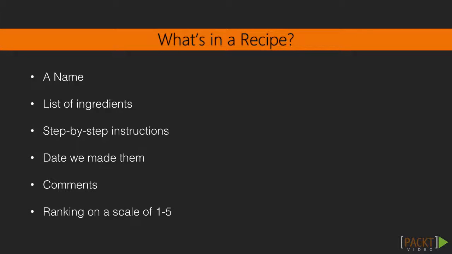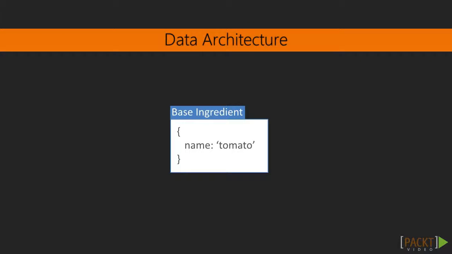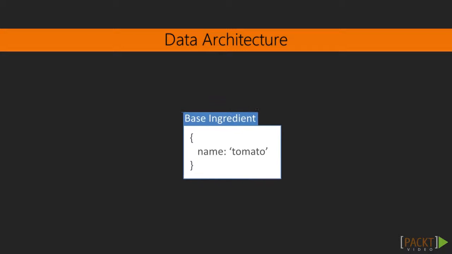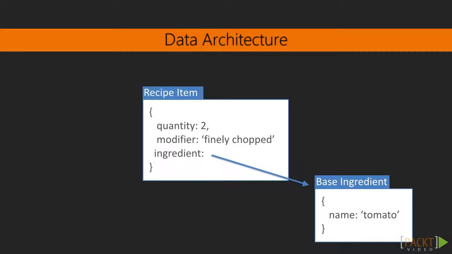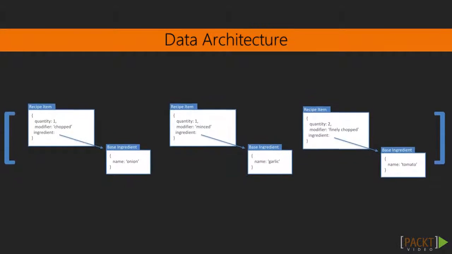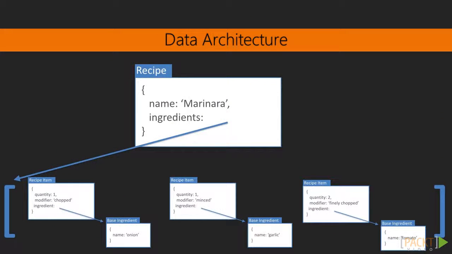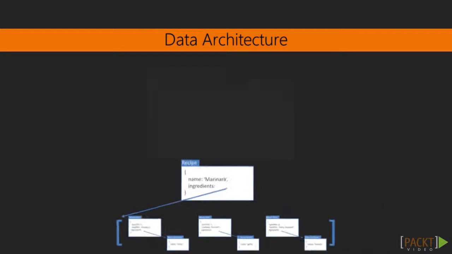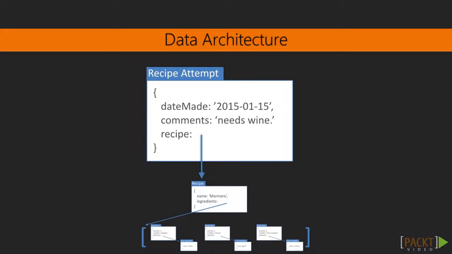We could represent this explanation with 10 or more models and collections. A base ingredient could be its own model, storing information that it is a tomato, for example. Another model, a recipe item, could be the representation of a quantity of some base ingredient, potentially with a modifier like 2 finely chopped tomatoes. A collection of those recipe items would create an ingredient list to which a recipe model would refer. We could also represent each attempt at a recipe in its own model, which could hold the specific recipe, our comments on it, and the date we made it.